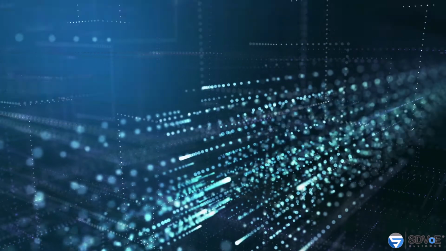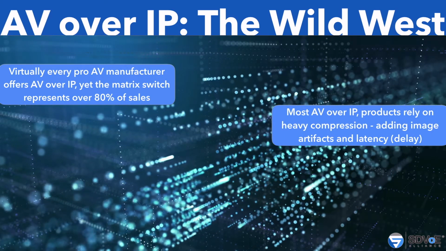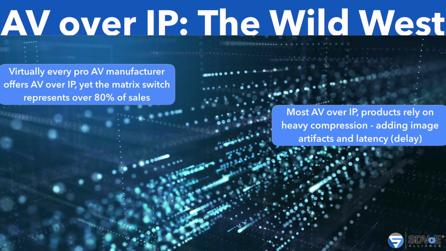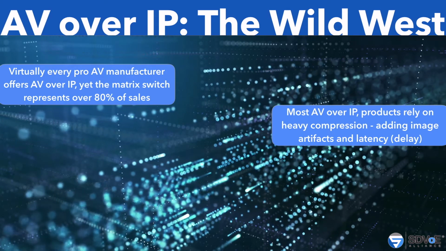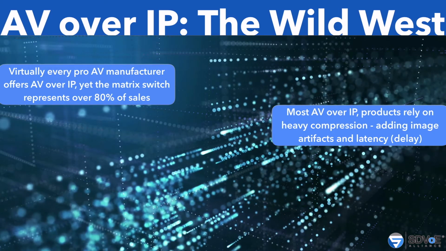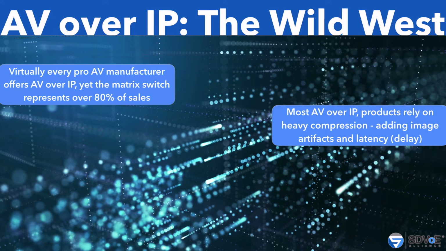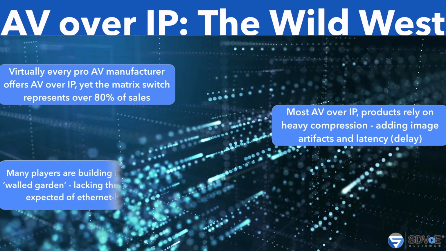I think one is that most AV over IP products make compromises that are not always acceptable, right? They use heavy compression, and that creates image artifacts, and it creates latency. There are times when those things are acceptable, but there's a lot of times when it's not. And the other factor holding us back, I think, is the lack of standardization so far.